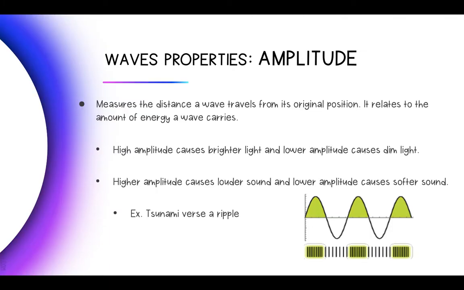All right, so our next property we're going to look at is amplitude. Amplitude measures the distance a wave travels from its original position. It relates to the amount of energy a wave carries. High amplitude causes brighter light, and lower amplitude causes dim light. Higher amplitude causes louder sound, and lower amplitude causes softer sound. So think of waves in an ocean.